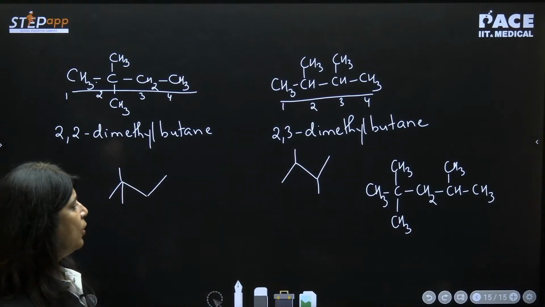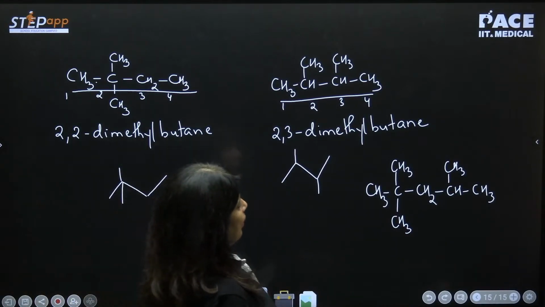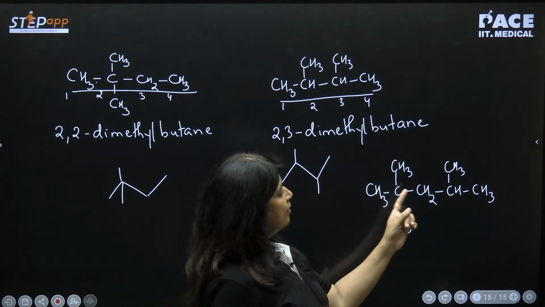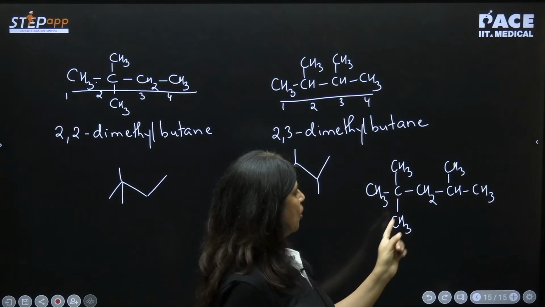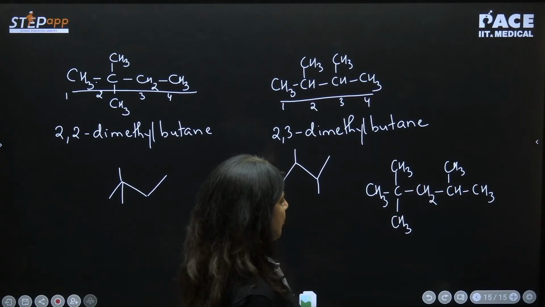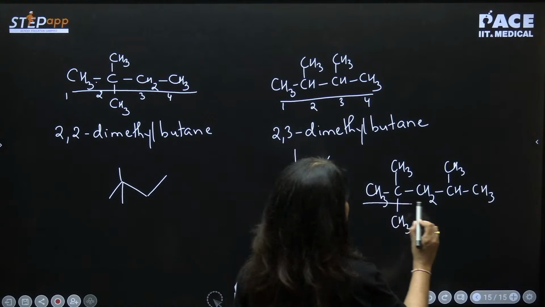Let's name this compound now. The straight chain here is the longest chain. You could take this one also or this one also. It's going to be the same. So let us take the straight chain as the longest chain.